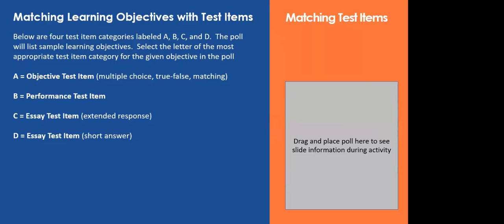Number 3, demonstrate safe laboratory skills. Definitely a performance test item. However, I can see how you could write it out and explain it. Describe the impact of a bull market. C, essay test item, extended response. So good job, everyone. Are there any comments about this at all? Nope. All right, rolling on.